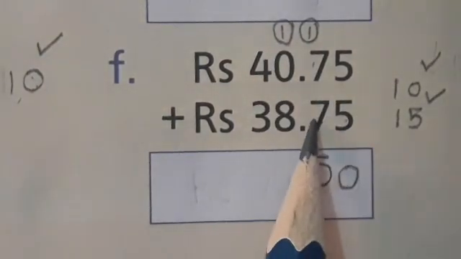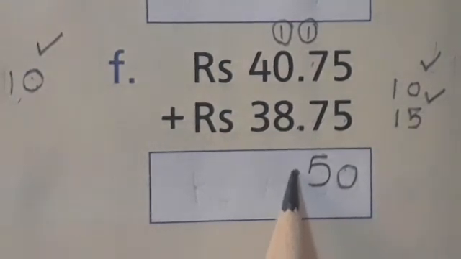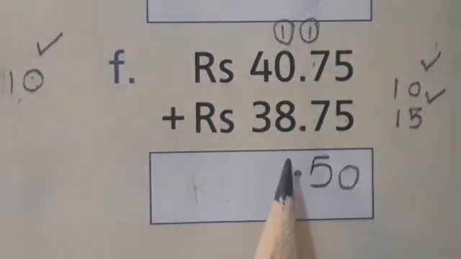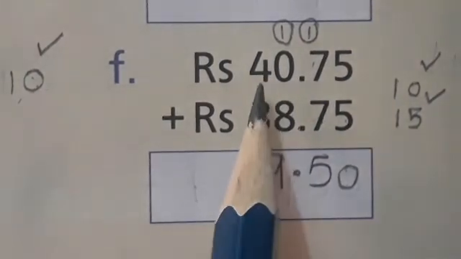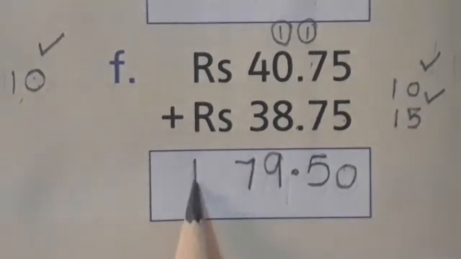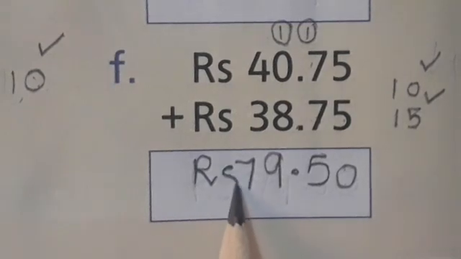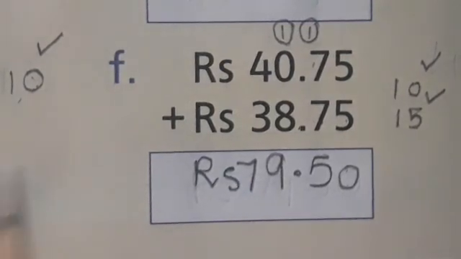And after 2 digits, what will come here? Point. 1, 2 and point. 8 and 1 is 9. 4 and 3 is 7. And also write rupees, RS. Okay students, I hope you understand question number 8.